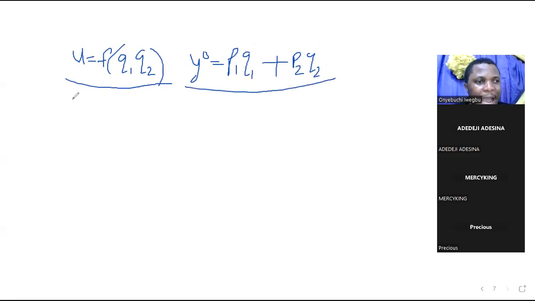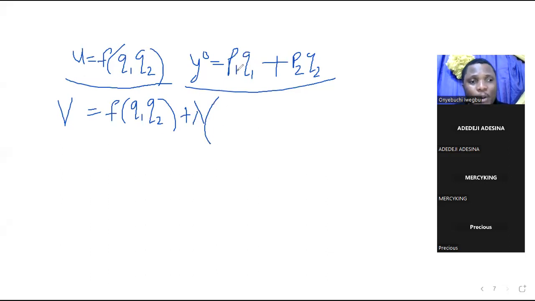How do I do it? I will set up my Lagrangian function, which is V equals F of Q1, Q2, plus lambda, and the lambda, remember, I will take all of this to this side, which is now Y0 minus P1 Q1 minus P2 Q2.